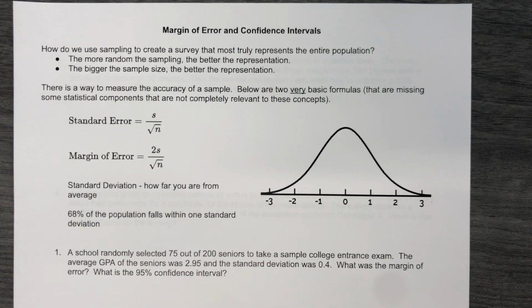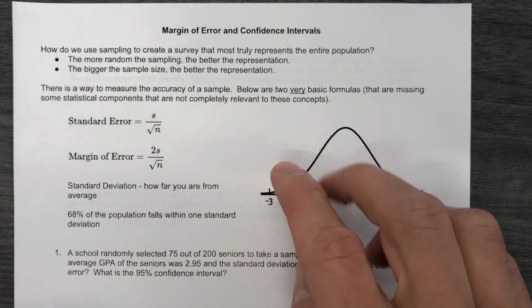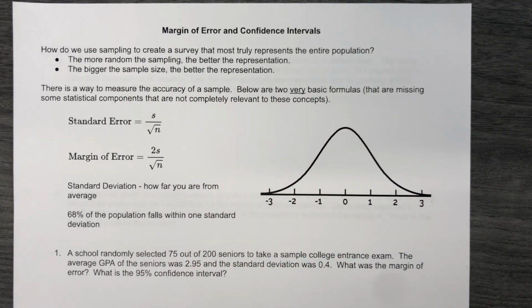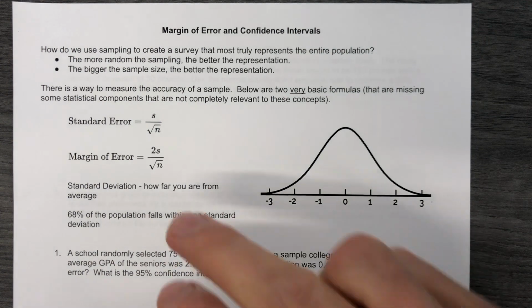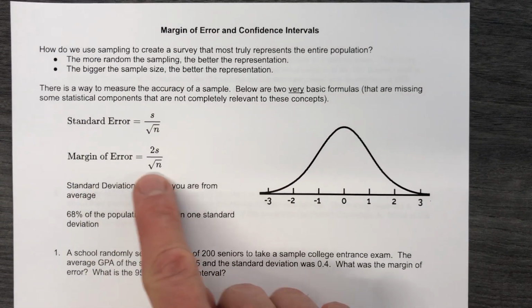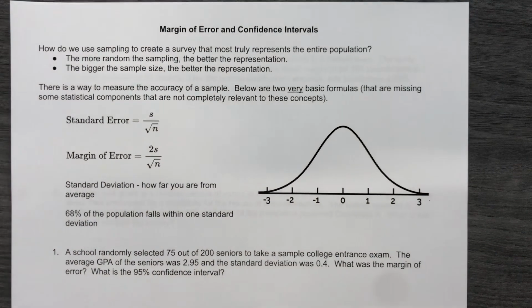So there's a way to measure the accuracy of a sample. We have two very basic formulas below, and we are going to do this just based on skimming the top kind of statistics. We're missing some other deeper mathematical components, but we're just going to go with it. Standard error is this, margin of error is this. We're going to be dealing with margin of error a little bit more. And before we go any further, let's label a few things.